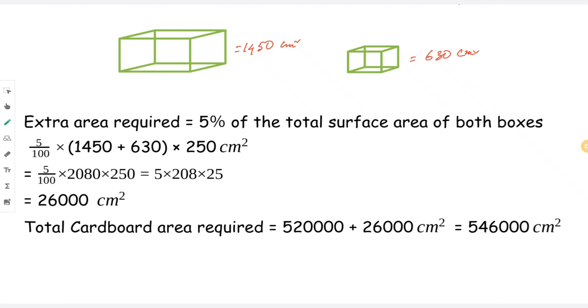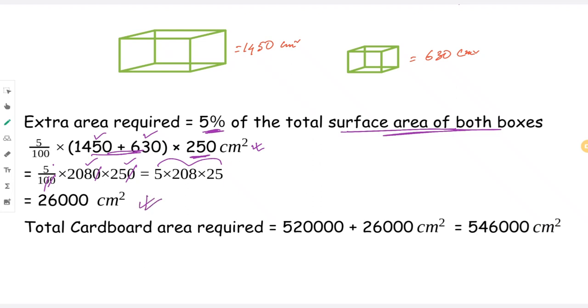Clear? So what did they say? We need 5% of the total surface area of each of the boxes. All right, 5% of the total surface area. So the total surface area of the bigger box is 1450, of the smaller is 630, right? And how many are we making? 250. Clear? So that is how this has come. So 5 by 100. 5% means 5 by 100, right? Once you're done with that, you add these two, you're going to get 2080, and then 250, you can divide it, 0 and 0, 0 and 0. And then when you multiply 5 into 200 into 25, you're going to get the extra area required, almost 26,000.